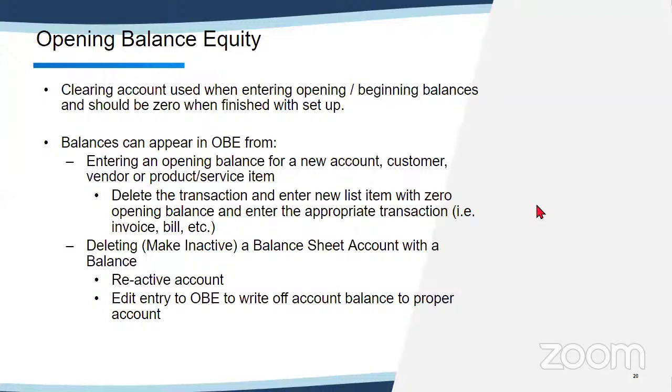Well, what happens is you did it right and you zeroed it out, and then all of a sudden things start showing up in opening balance equity. So where did they come from? So there's a couple different things. Obviously somebody can post there, but I always try to rename it and say, don't use this account. OBE do not use or something like that, or make it inactive so they don't use it. But if they go in and they enter an opening balance for a new account, customer, a vendor, product or service item, when they're setting it up and they put an opening balance in there.